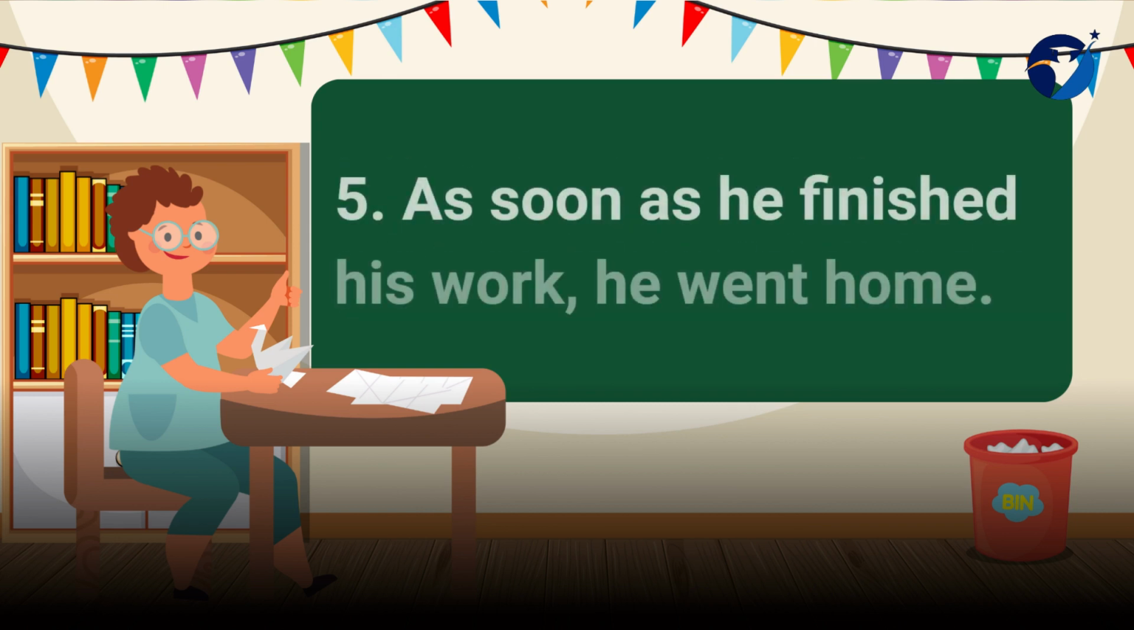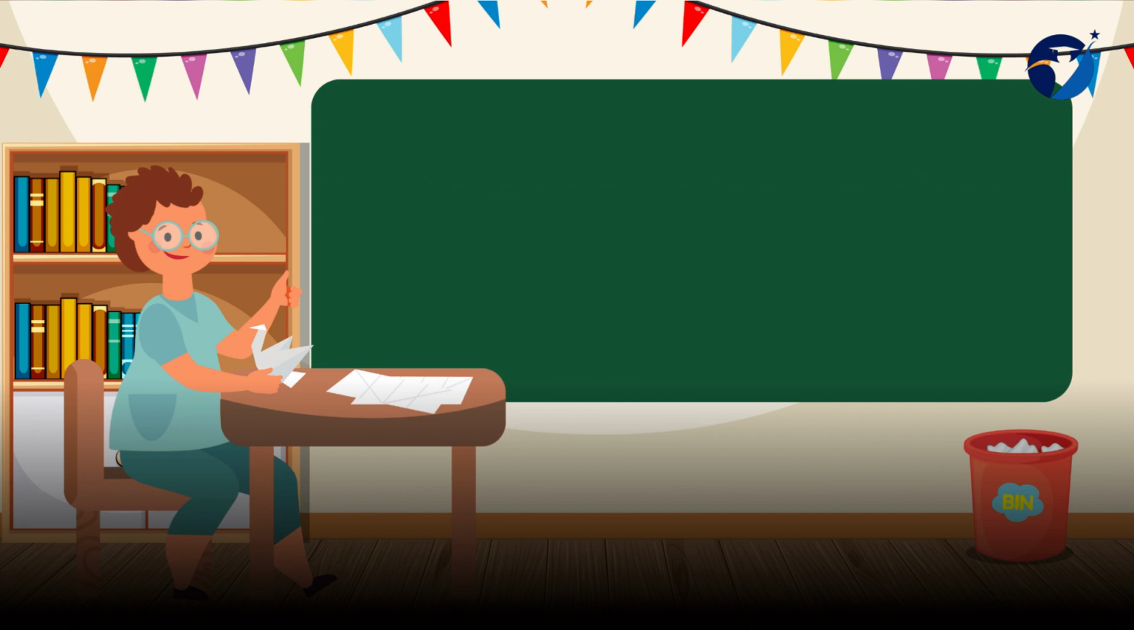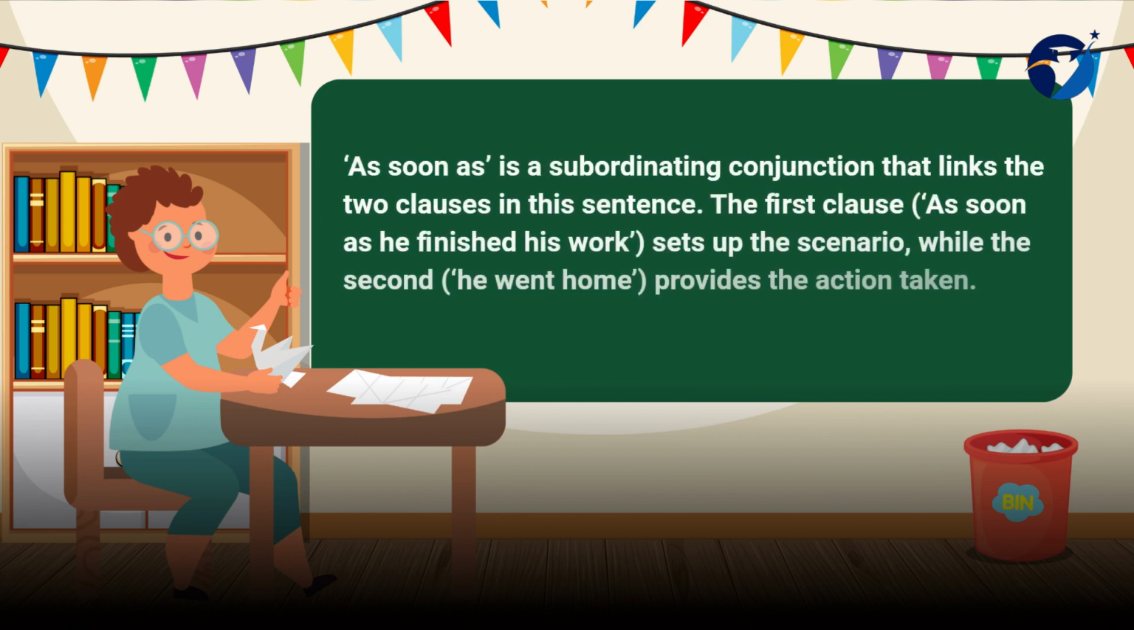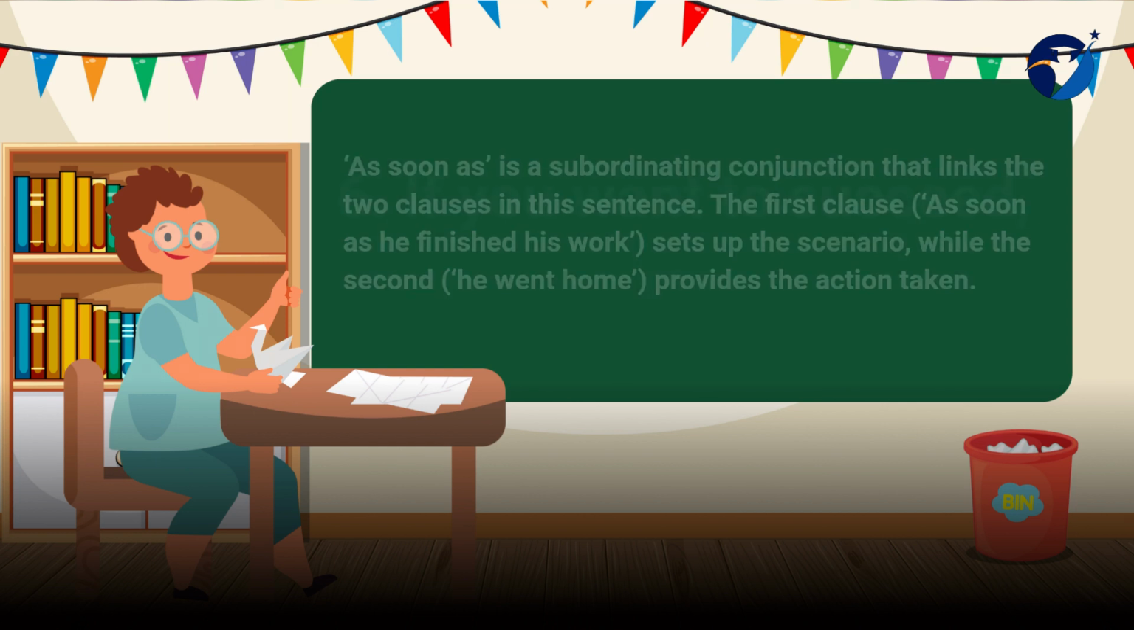5. As soon as he finished his work, he went home. As soon as is a subordinating conjunction that links the two clauses in this sentence. The first clause, as soon as he finished his work, sets up the scenario, while the second, he went home, provides the action taken.